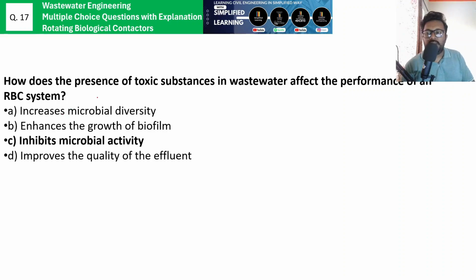Last question, I think. How does the presence of toxic substances in wastewater affect the performance of an RBC system? See, whenever a toxic substance is there, it will hinder the microbial activity. It will put a barrier on the microbial activity. So we do not want any toxic substance in the wastewater. Okay, it is not going to increase microbial activity, nor cause any growth of biofilm, nor improve the quality of the effluent. What it is going to do is affect the microbial activity, and thereby the effluent that we will retrieve after treatment in the RBC is going to be poor.